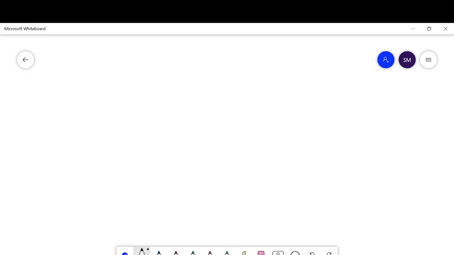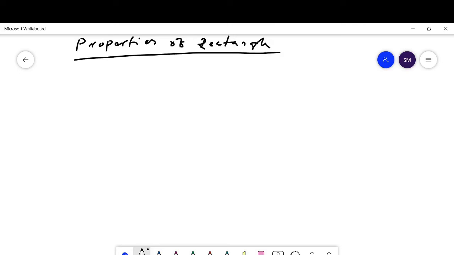Here are the properties of a rectangle. A rectangle is also a type of quadrilateral, or a type of parallelogram. All rectangles are called parallelograms, but all parallelograms are not called rectangles. This means a rectangle is a type of parallelogram in which all four angles measure 90 degrees.